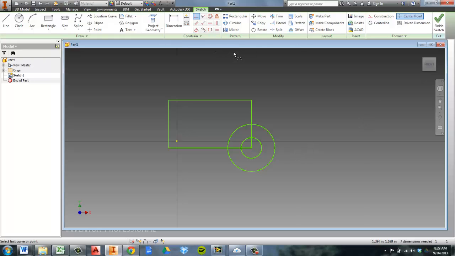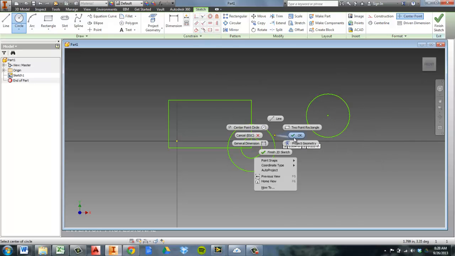All right, we've got a couple other ones here. At this point, I haven't given anything dimensions. If I want to make both these circles equal, I could do that. Or let's do this instead. Let's make a circle over here. Okay, click OK.